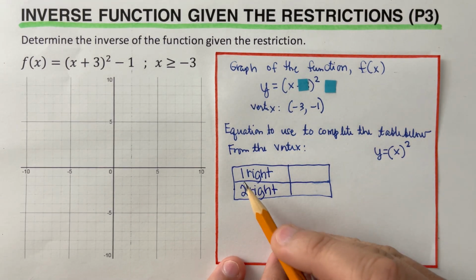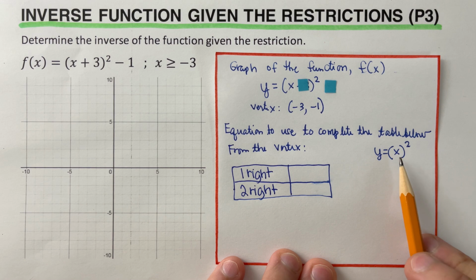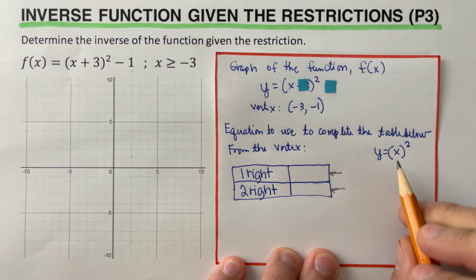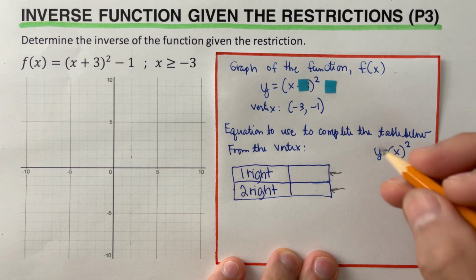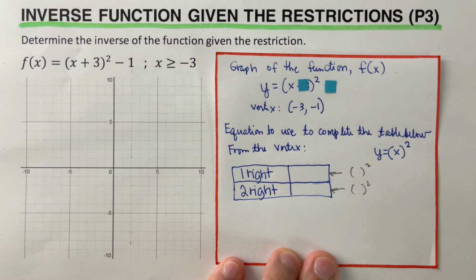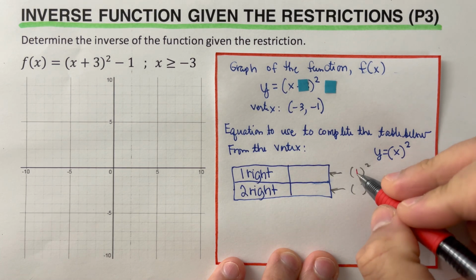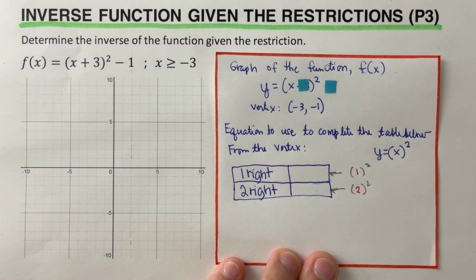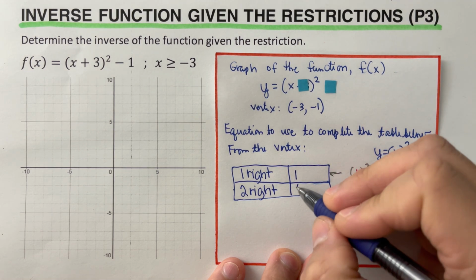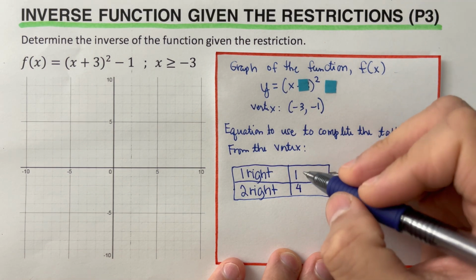So from the vertex, we are going to plug this 1 and 2 into the equation that we got here. This becomes the x, and we plug it in here. That is the first parentheses, and they are squared. The first row will have 1. The second row will have 2. So 1 squared is 1, and 2 squared is 4. Since they are positive, we go up.